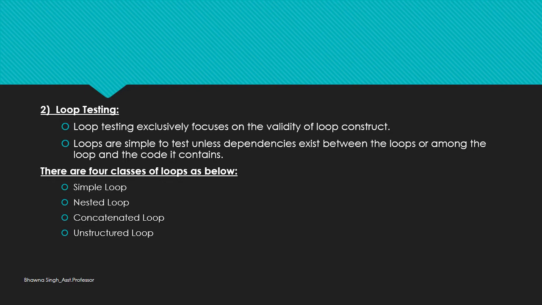Then in the concatenated loops, we check whether the 2 loops are independent from each other; then they can be tested by using the simple loop test only. However, if they are dependent concatenated loops, then both the loops have to be tested one after the other.